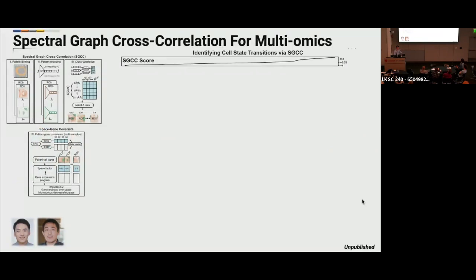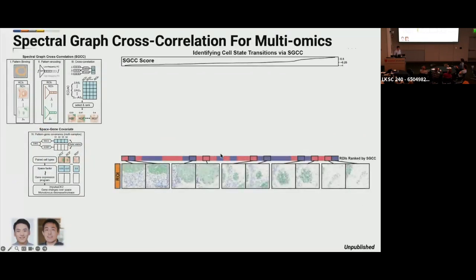you can start ranking different fields of view using CODEX data, or in this case, any spatial proteomics data. For example, you see global level changes. Your B cells are in the follicle, your T cells are excluded outside, to more local level changes where there's more intermixing because you're no longer looking at a follicle, you're looking at other regions of the tonsil itself. You can do that ranking.